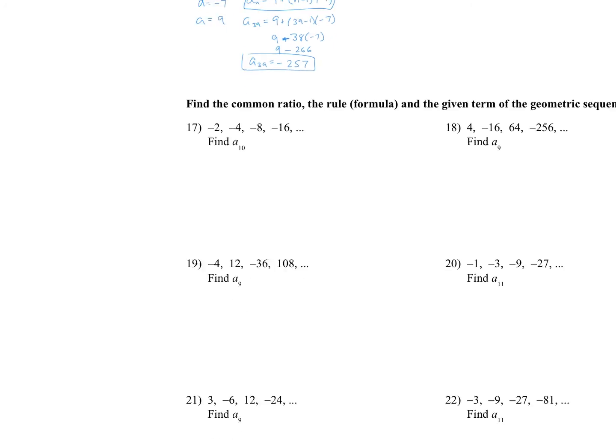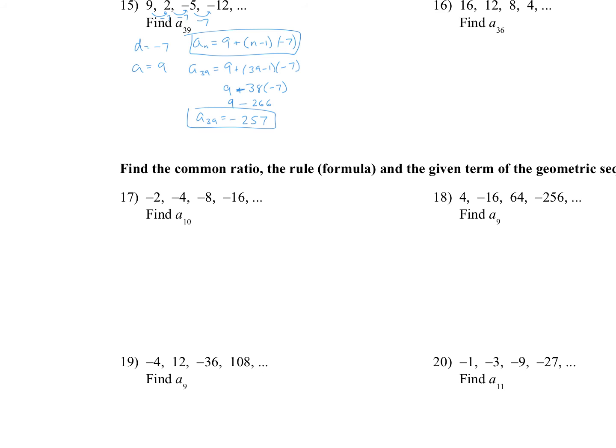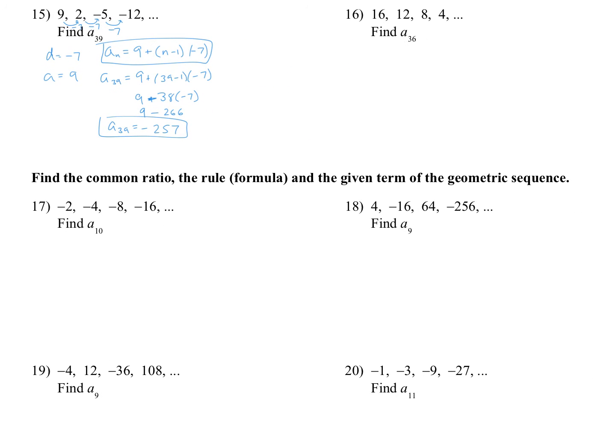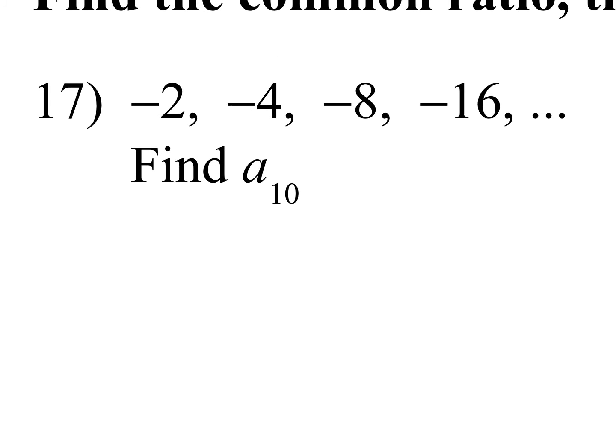All right. For the next section, these are geometric ones. So we have to find the common ratio, the rule, which is our formula, and the given term. So what are we multiplying to get from negative 2 to negative 4? What's negative 2 times negative 2? It should just be positive 2. So we're multiplying by positive 2. Got to be careful with the signs. This one's a little bit tricky. So our ratio is 2.